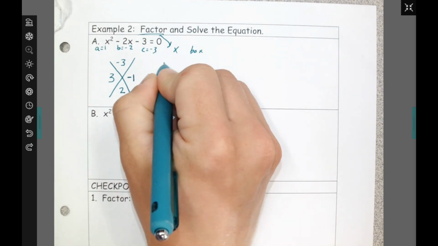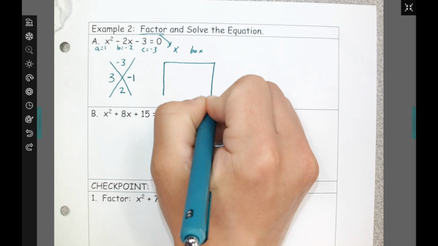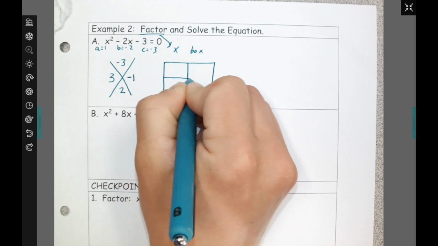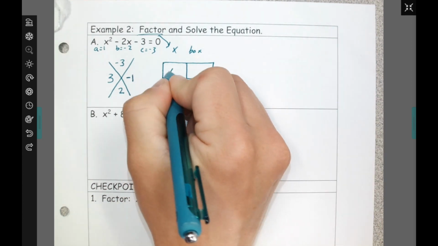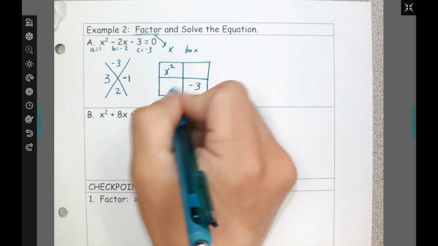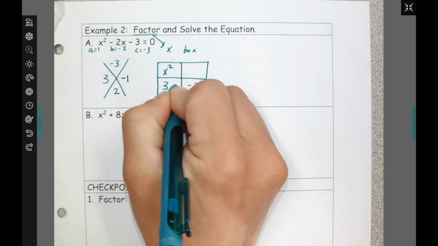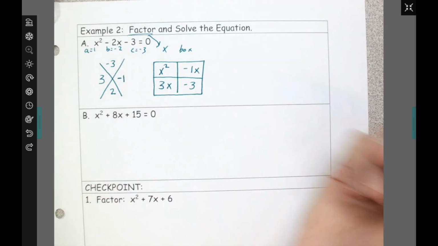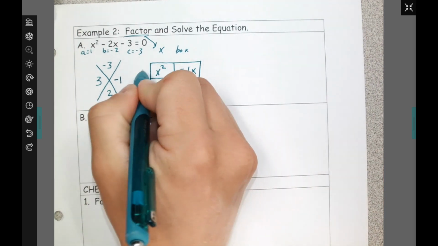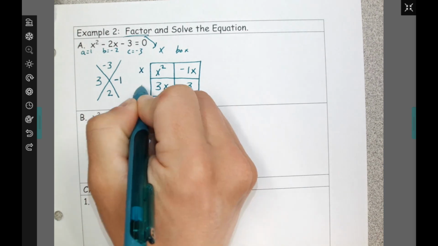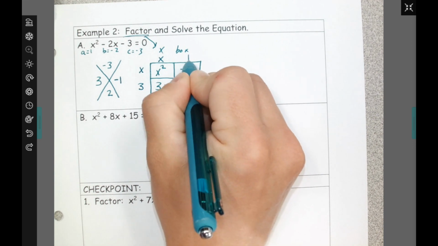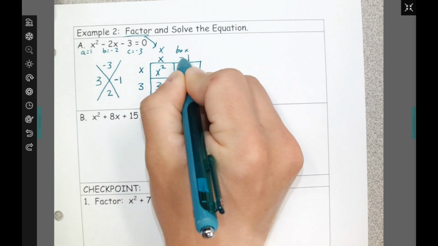From there, let's box it up. Got our first term in the top left, last term in the bottom right. And then on my X's or my diagonals, I'm going to go to the side of the X's. So I'm going to have 3x, -1x. From there, let's find what we have in common. So my top row has an x, bottom row has a 3. First column has an x, second column has a 1, but since my x is negative, I'm going to make it a -1.